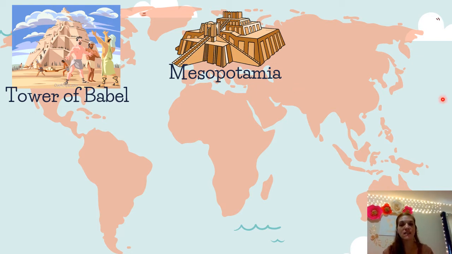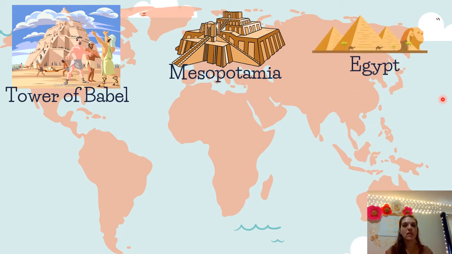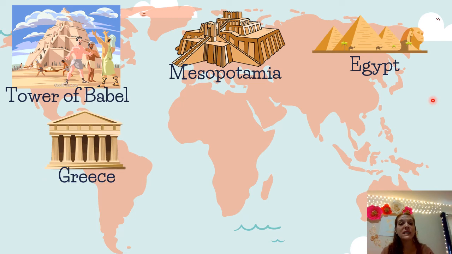Another ancient civilization that popped up in the world is Egypt. Egypt was super, super, super powerful because they had their pyramids and they were very, very rich and very, very powerful. They were in Africa, like right here. Greece was another very, very powerful empire, you guys.